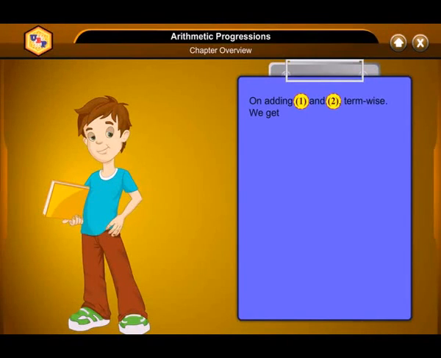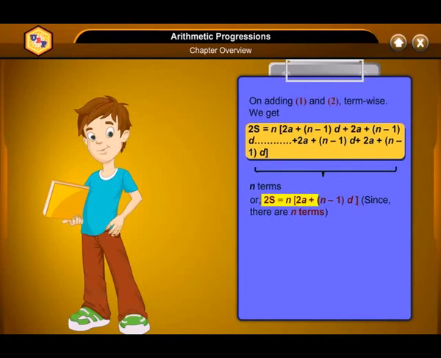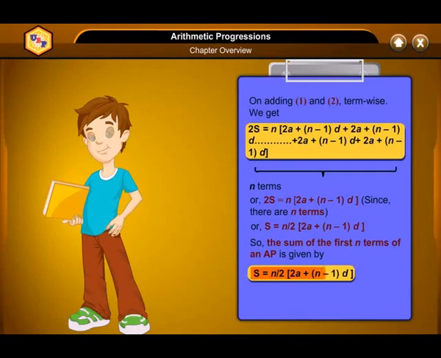On adding 1 and 2 term wise, we get 2S is equal to n into (2a plus (n minus 1)d) plus (2a plus (n minus 1) into d) plus (2a plus (n minus 1) into d) plus (2a plus (n minus 1) into d), n terms. Or 2S is equal to n into (2a plus (n minus 1) into d), since there are n terms. Or S is equal to n by 2 into (2a plus (n minus 1) into d).